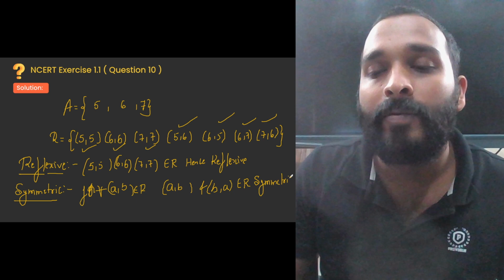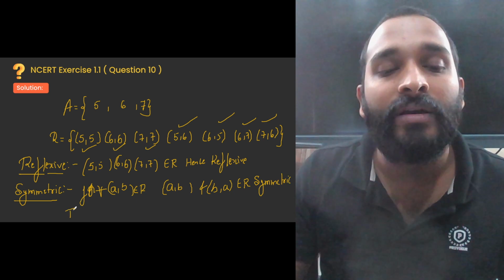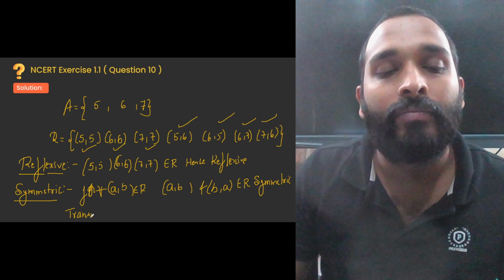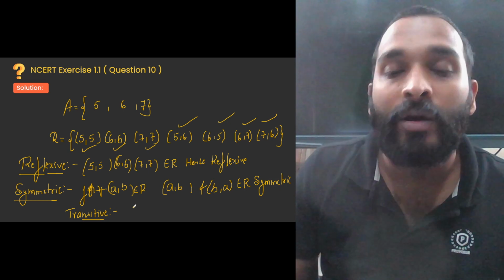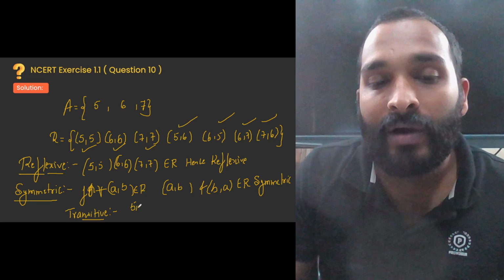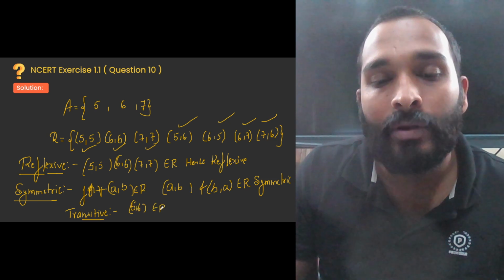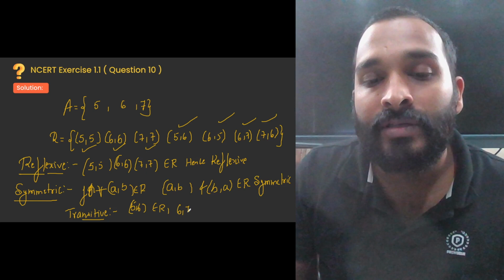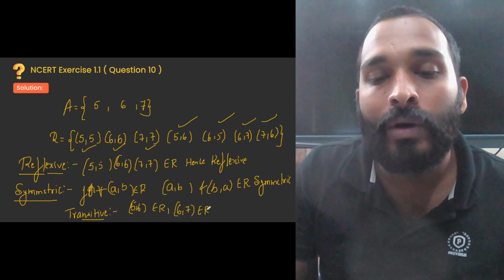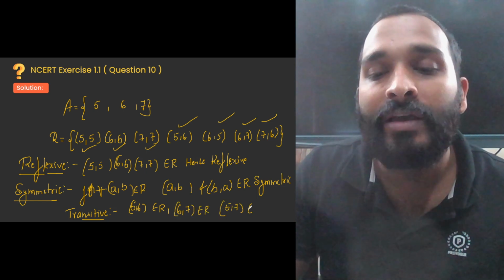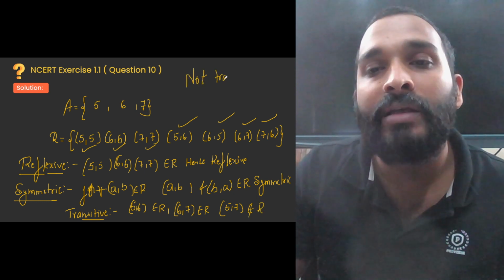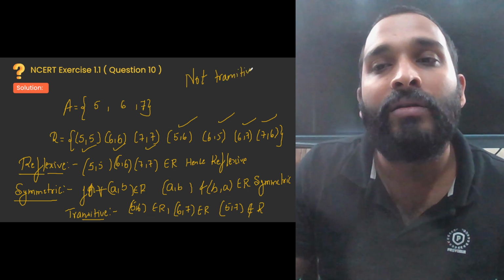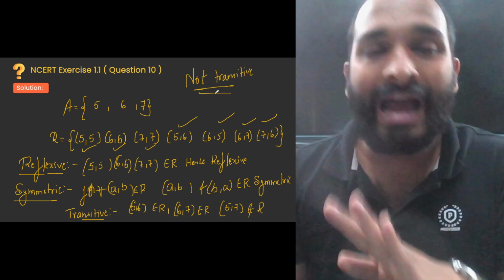Yes. Now tell me the next case where it is transitive. Now if you're writing transitive, what happens? Three cases, A, B, C. But observe here children, you have (5, 6), that belongs to R, and you also have (6, 7), that also belongs to R. But do you have (5, 7)? No sir, (5, 7) does not belong to R. So this is not transitive, right children? It is not transitive. So this is an example where it is reflexive and symmetric but not transitive.